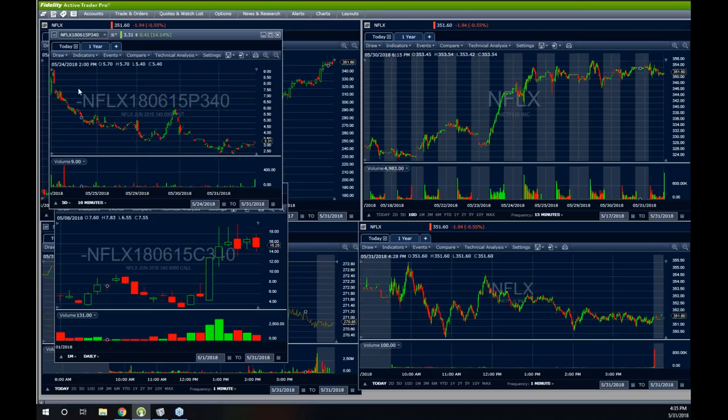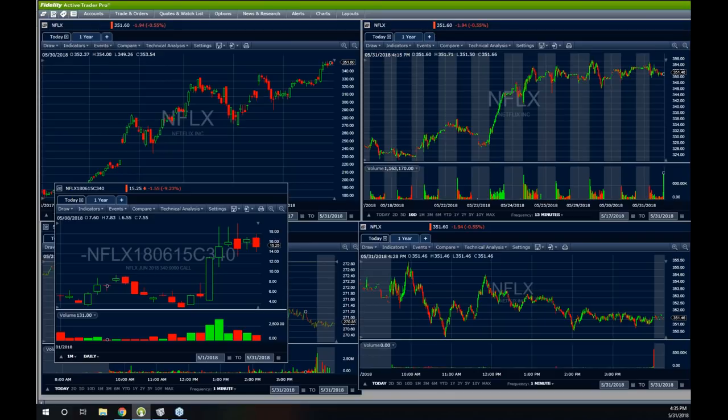But take a look at the fat premiums here. You know, this is 5 days on a Netflix 340 put. So this thing goes from what, $9 and change to $3. This thing is going to expire worthless, more or less. It's got a couple of weeks left to go. But again, you can start playing the game that way as well.